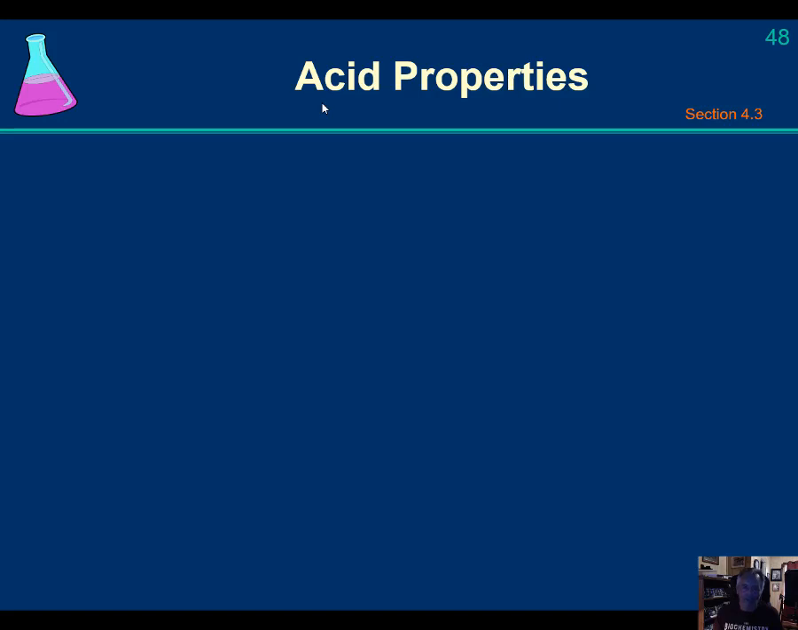So let's briefly talk about the properties of acids and bases. Let's start with acid properties. We call acids proton donors. Remember, you're identifying acids typically because they start with H, there'll be some anion, and if we put them in water, what they contribute to that solution is H plus and also the anion.